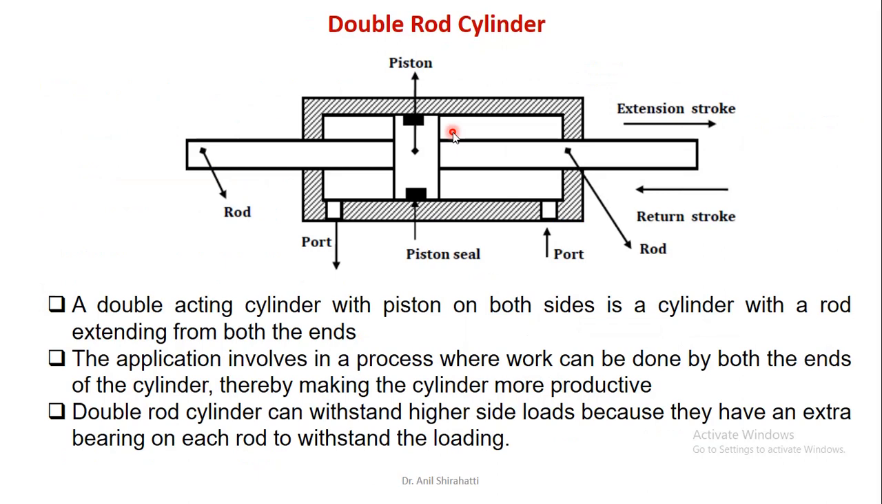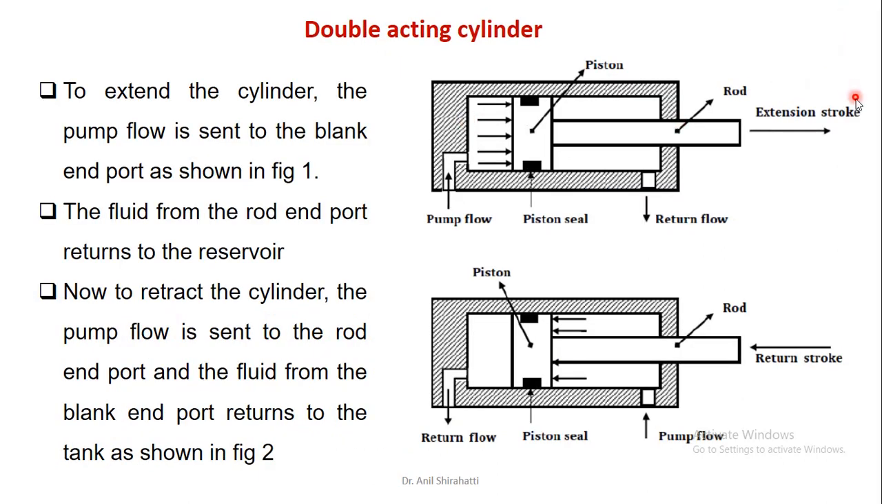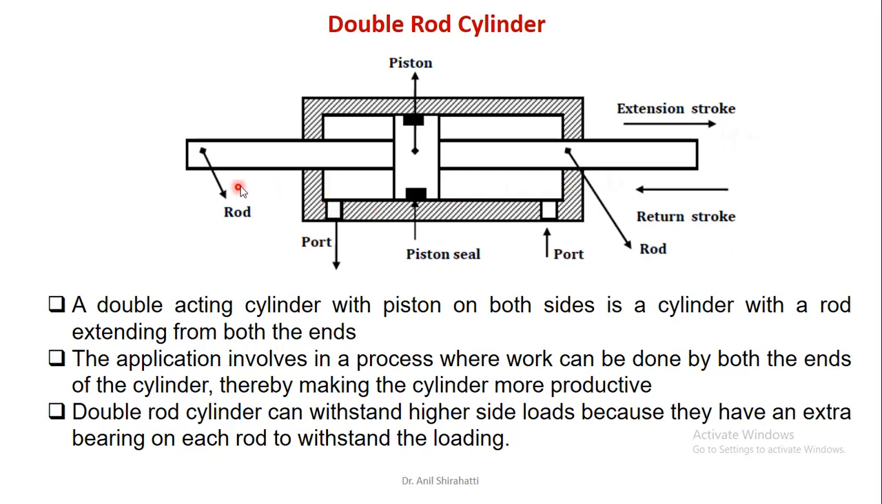So also in double acting there are double rod. So you saw in the first case extension stroke and return stroke are happening towards the right side only. But here it can happen both sides. So both sides rod operation is there. So the only difference is between double acting and double rod cylinder.